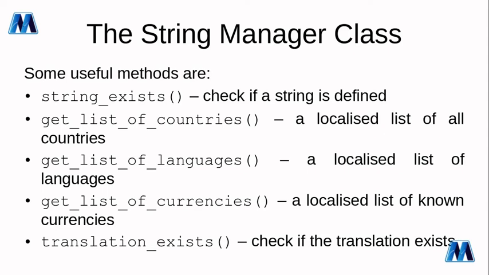So the string_manager class has some useful methods. You can check if a string exists, or check if a file or a string exists somewhere. You can also do things like get a localized list of all countries, get a list of languages, a list of currencies, and you can check if a translation actually exists.